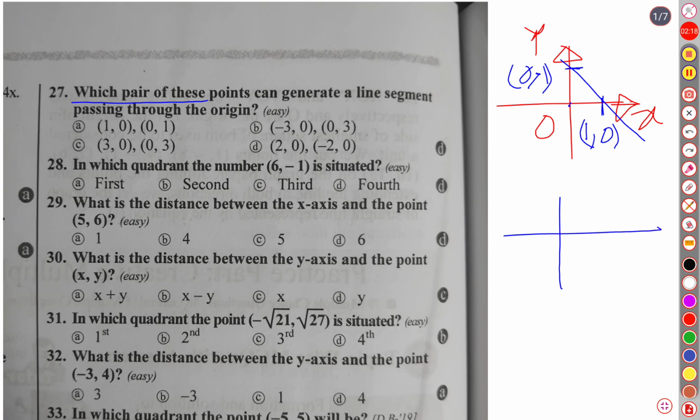Let me extend this up to this. This is x-axis, and this is y-axis. Okay, the points are (-3, 0) and (0, 3). So for (-3, 0), here -3 is the x coordinate. Remember, in every pair the first coordinate is the x coordinate and the second one is the y coordinate. We are just plotting the points in different quadrants according to the question.